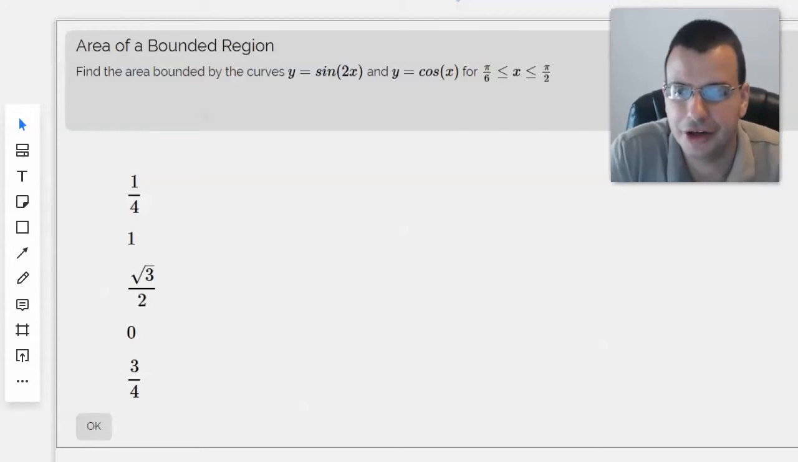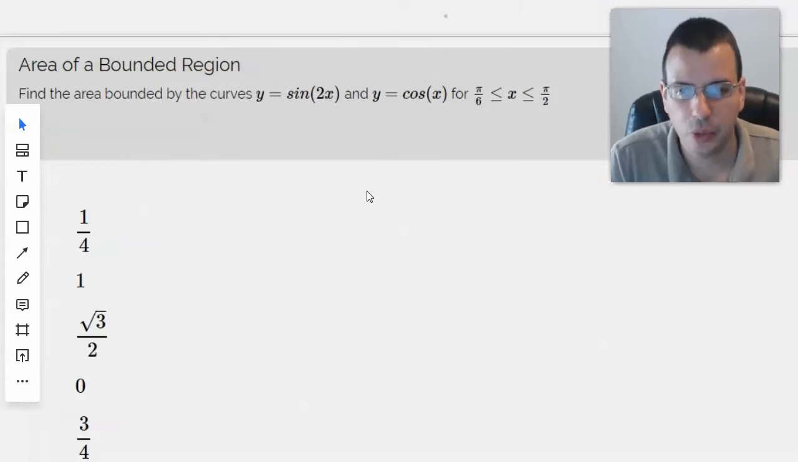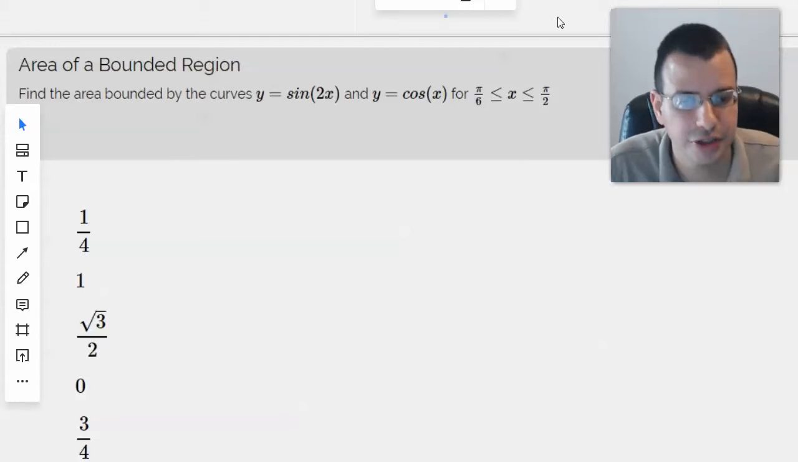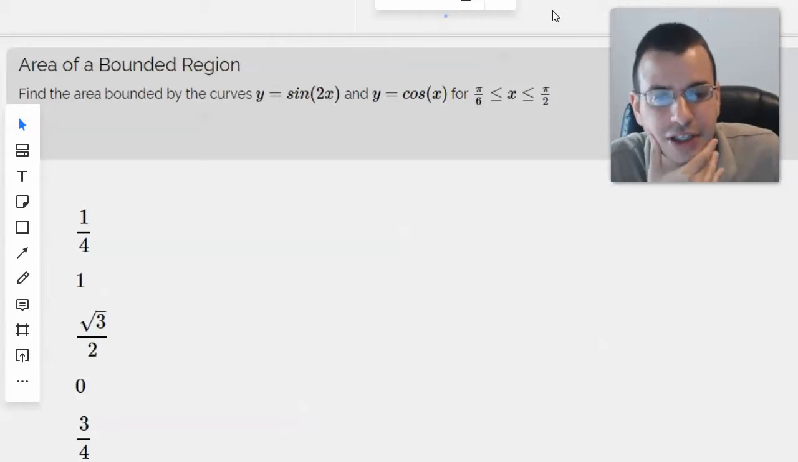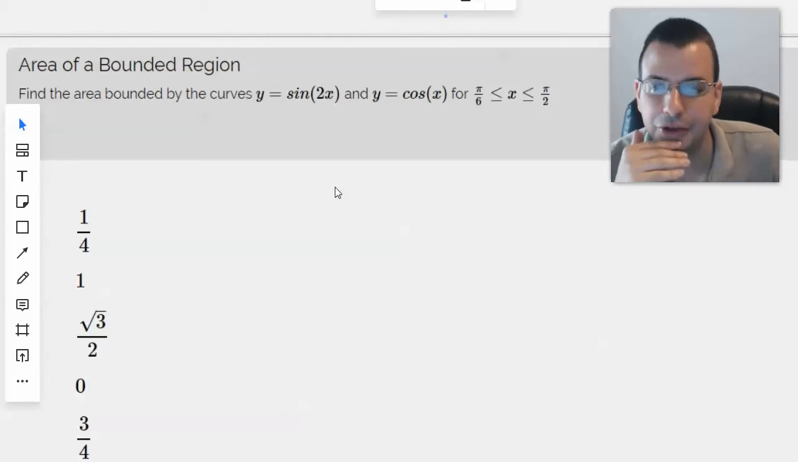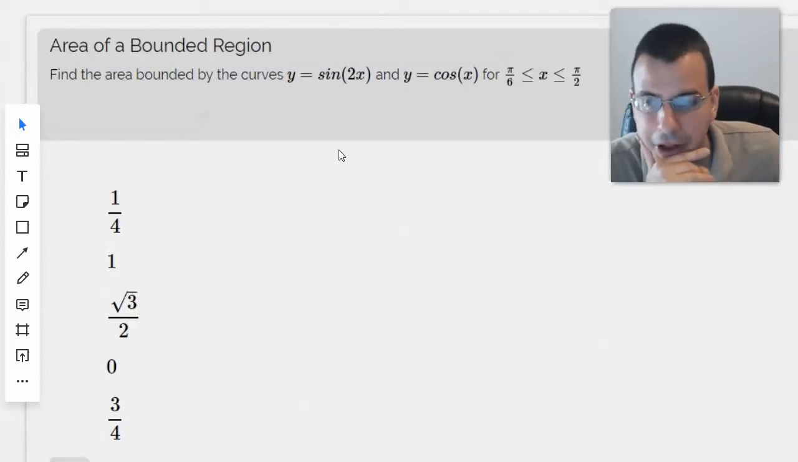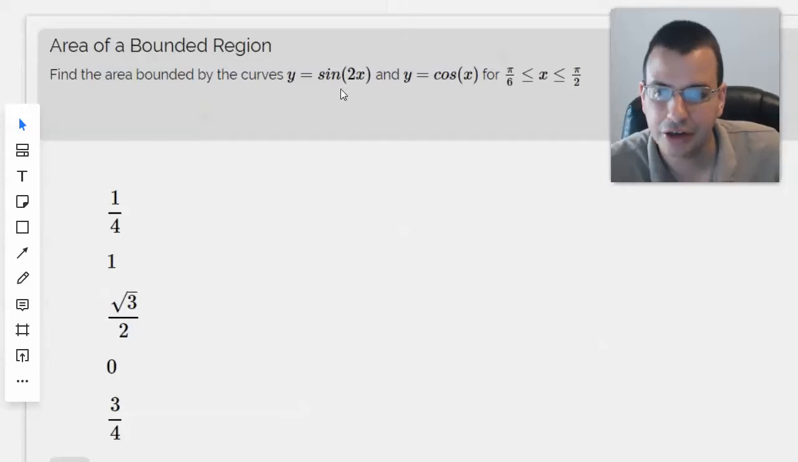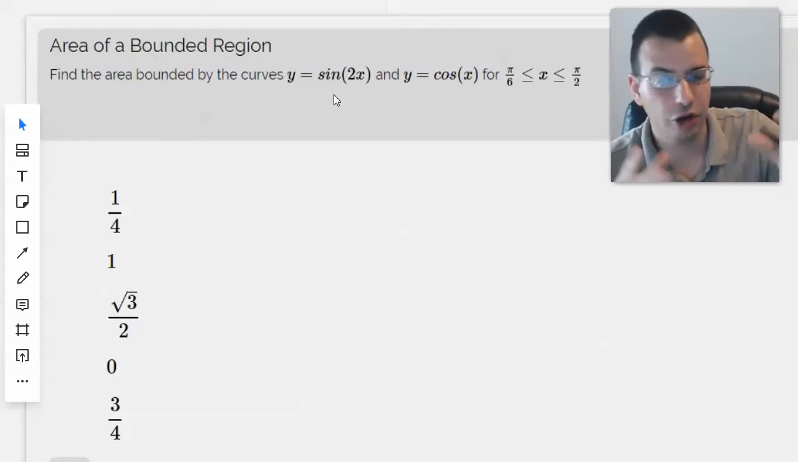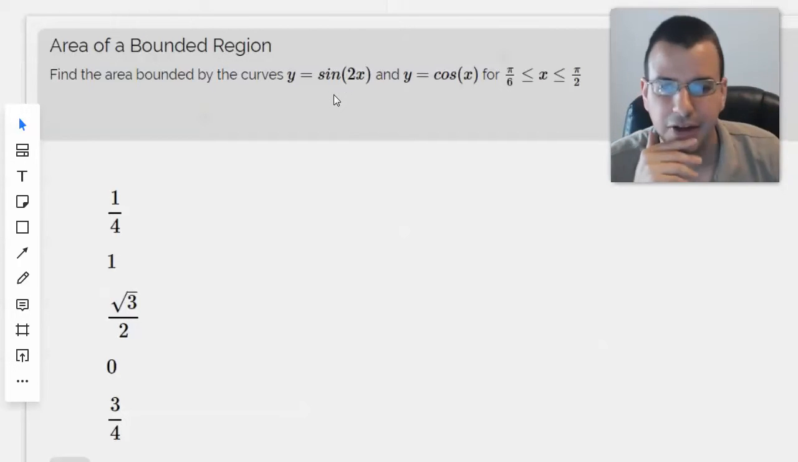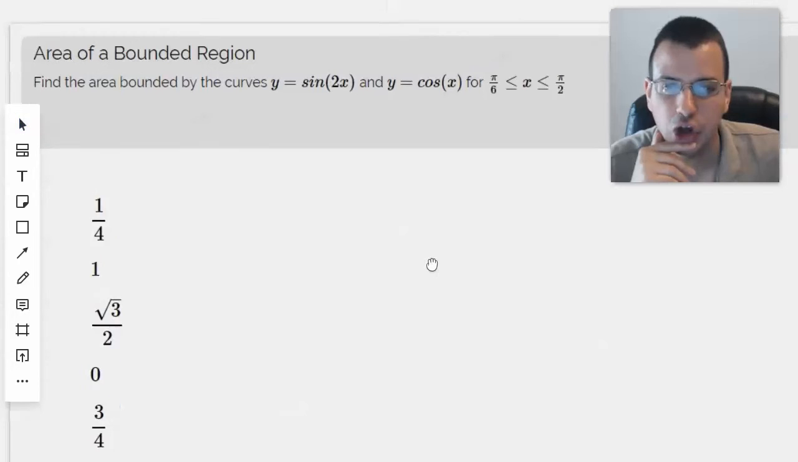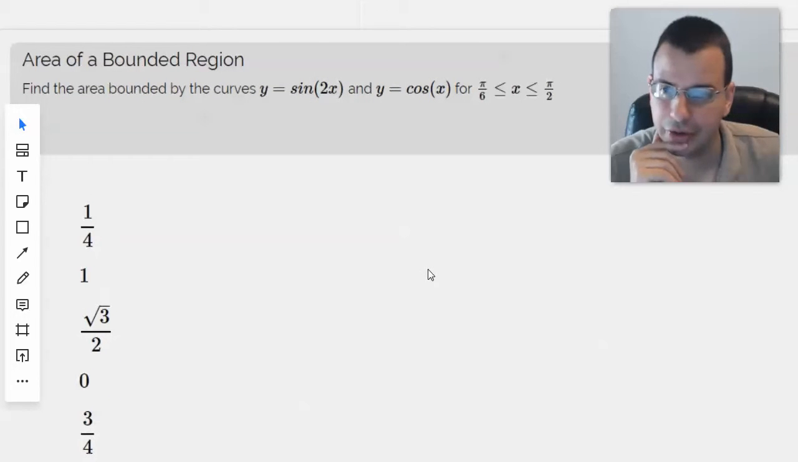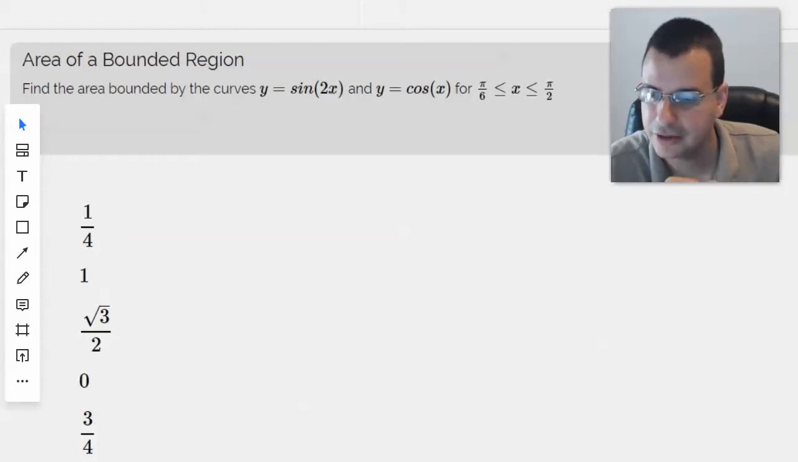Find the area bounded by the curves y equals sine of 2x and y equals cosine of x for pi over 6 less than or equal to x less than or equal to pi over 2. Okay, so we have a sine curve, which will look as if it's going a little bit fast, and then we have a cosine of x curve. So I'm just going to go straight to graphing these.